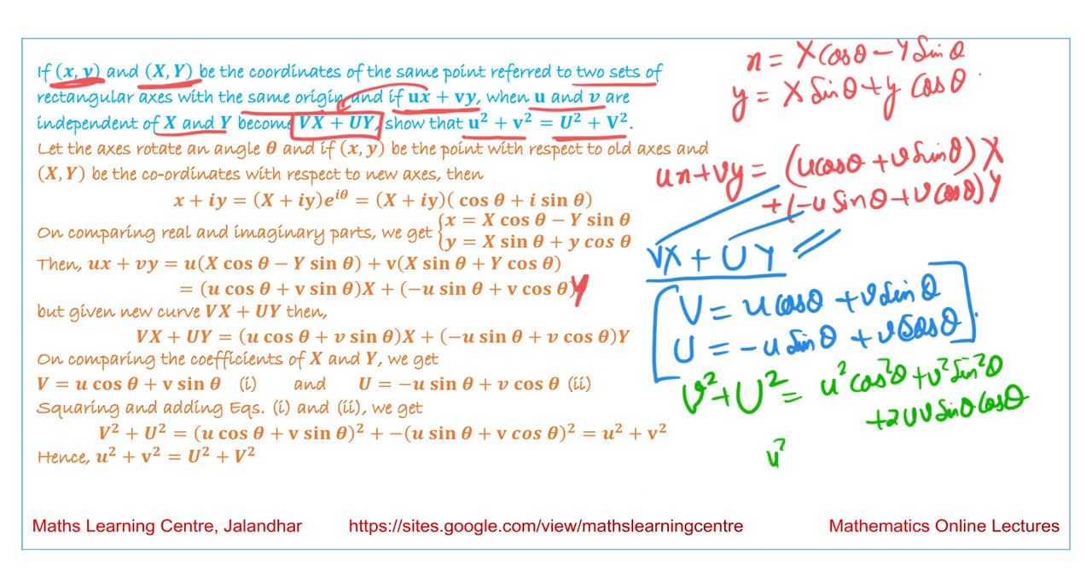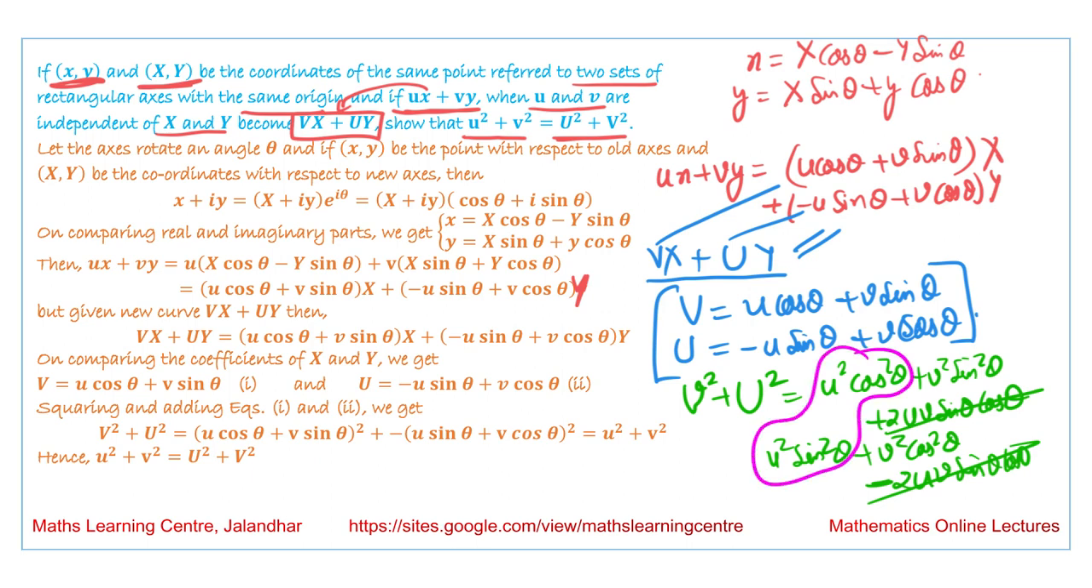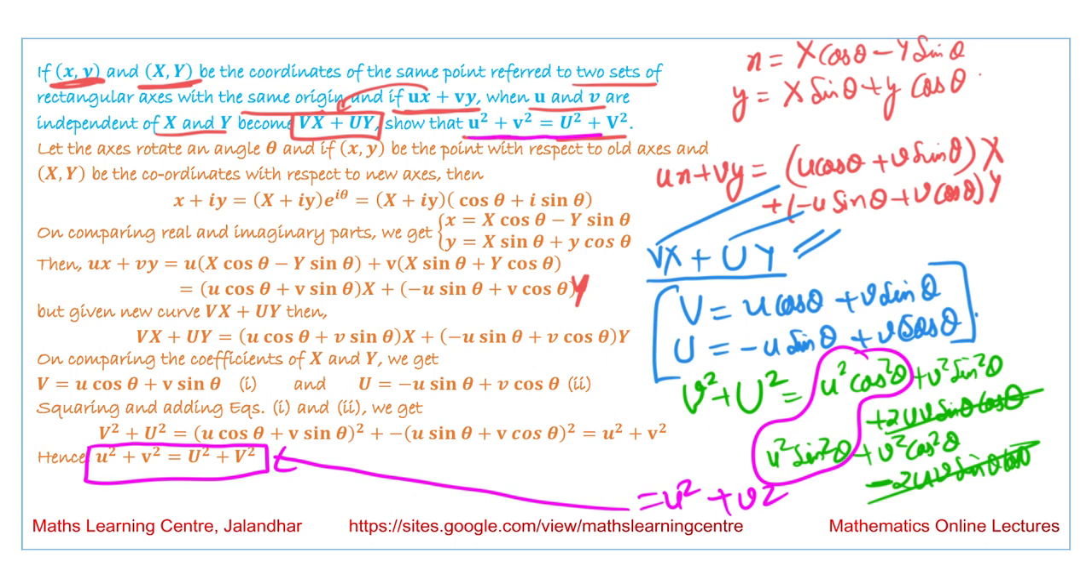We are adding to it u square sin square theta plus v square cos square theta, and we are adding the value over here, it is minus 2uv sin theta cos theta. These two terms get cancelled, and from the first two terms we obtain u square into sin square plus cos square is 1, plus v square, and this is what we have to prove. We are saying small u square plus v square is equal to capital U square plus capital V square. This is the result that we have to prove in this case.